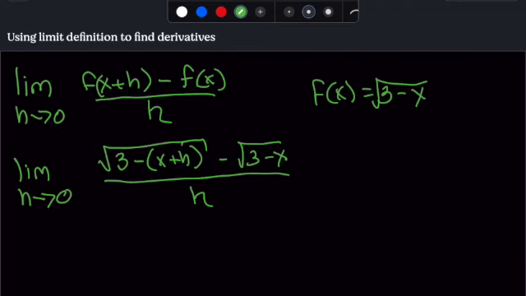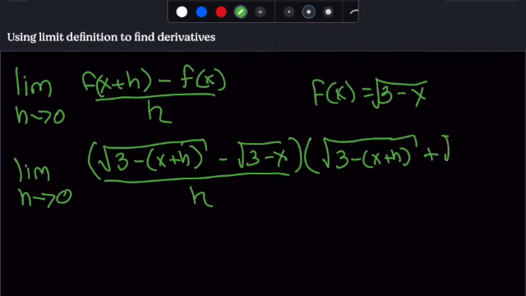So the rule for these types of problems, when you've got square roots, is to multiply the top and bottom by the conjugate. So the conjugate of this ugly thing here, 3 minus x plus h. Now we flip the sign, so this becomes a plus, all over the same thing. Again, we're not changing the value, we're just multiplying by 1, so we're just changing the way it looks.